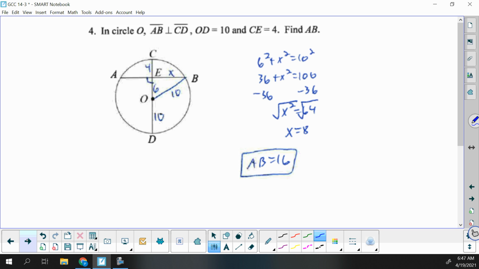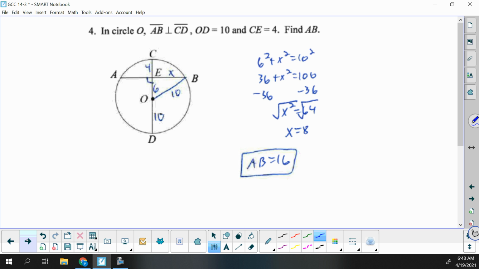In 4, we have 2 chords that are perpendicular to each other. So the things that we know are that AE and BE must be congruent. About 90% of the time in this type of picture, you end up having to connect the center to one of the endpoints of that chord, which would be a radius, and it will form a right triangle. They told us that OD was 10, so that means we also know OB, that hypotenuse, had to be 10. And I drew it to the right.